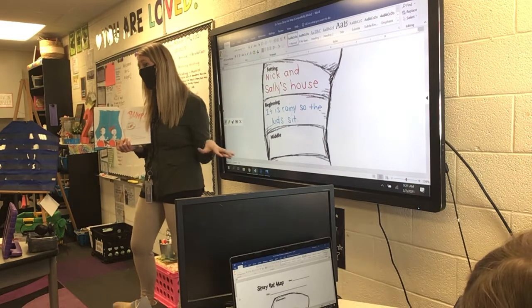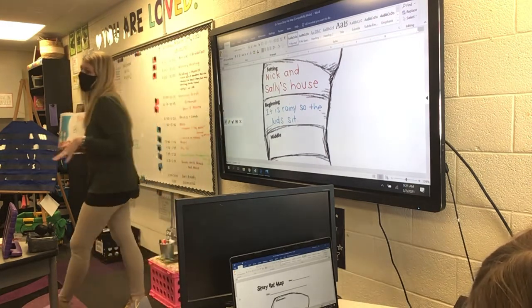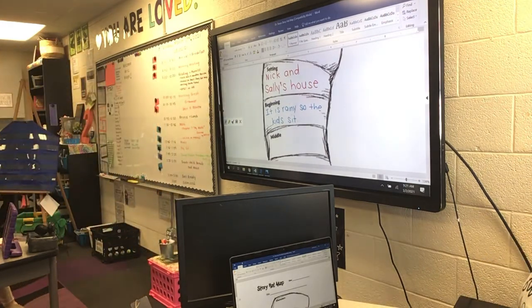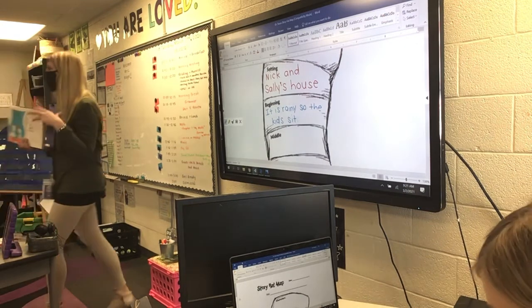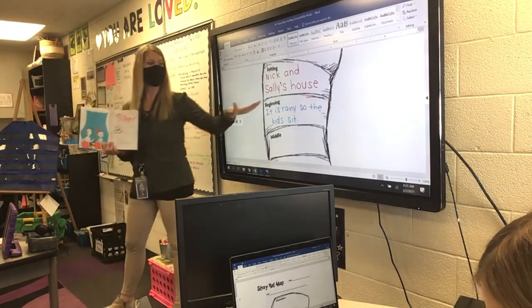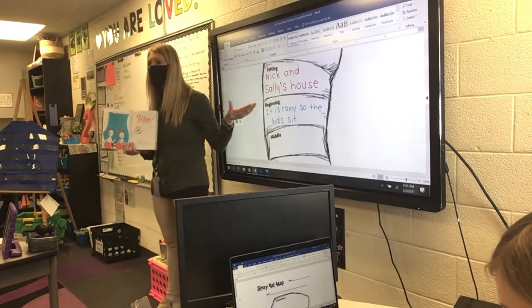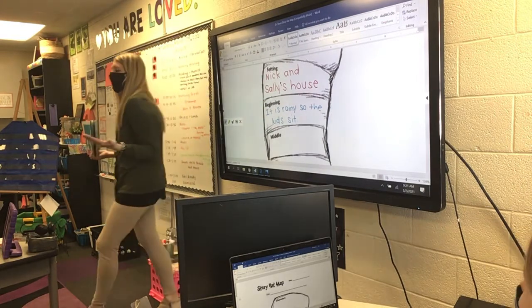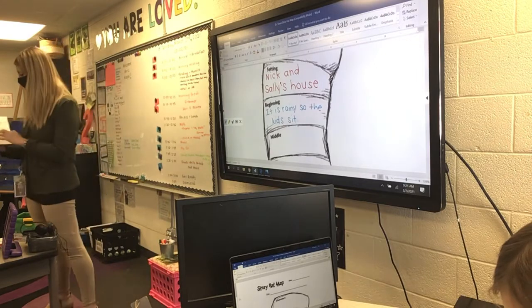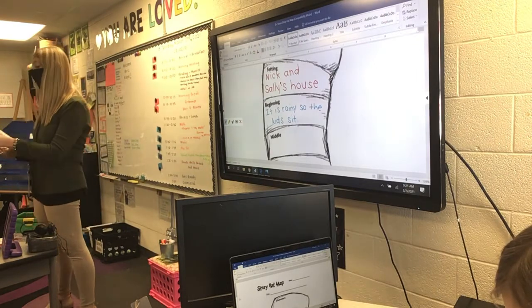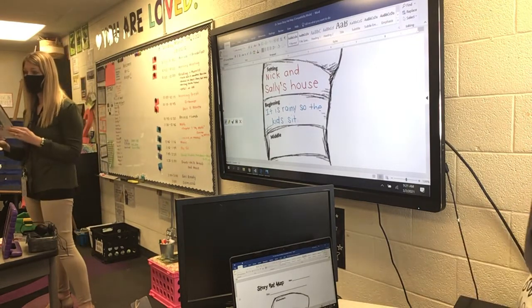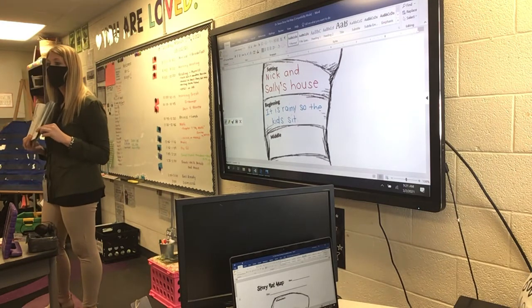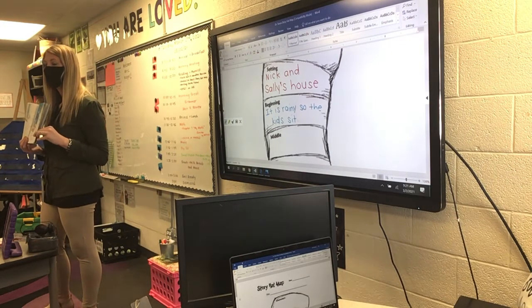Now, the middle of the story is where all the action happens. This is where the author wants you to get excited and interested in the book. Because the beginning would be very boring if all the kids did was sit all day and we didn't learn anything more. So, what happens in the middle of the story? Brooklyn, what do you think?